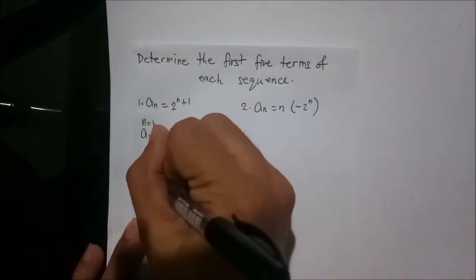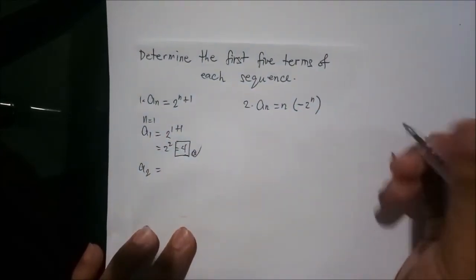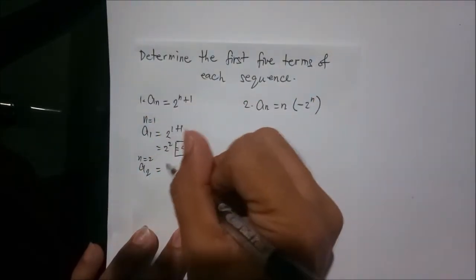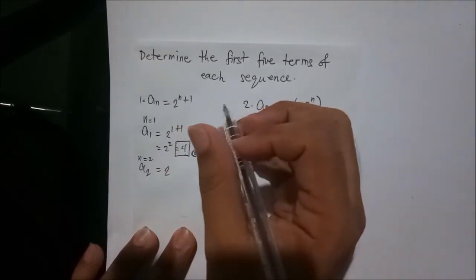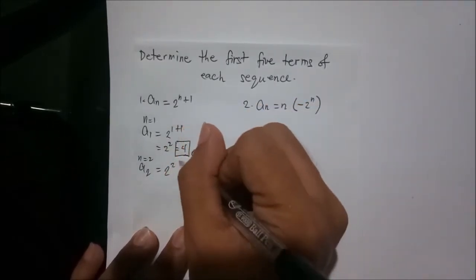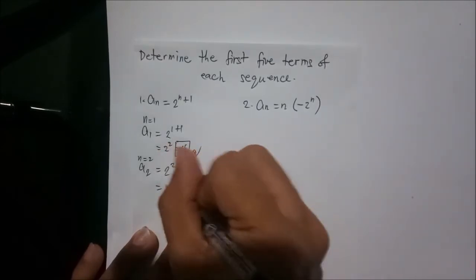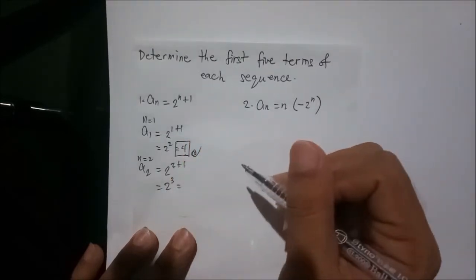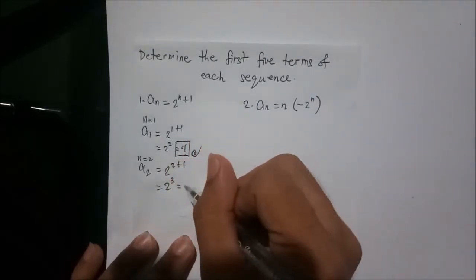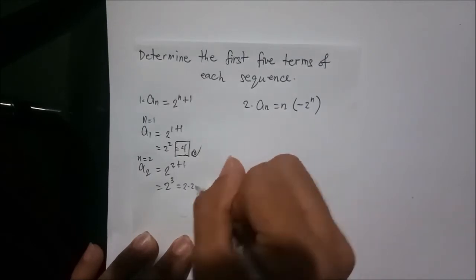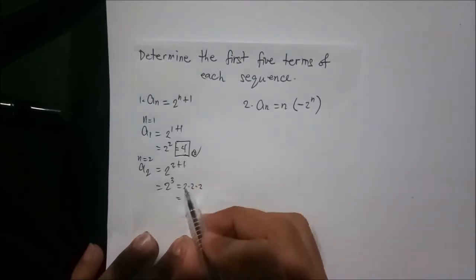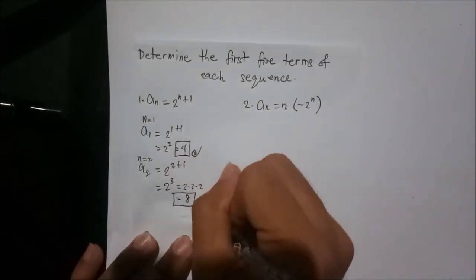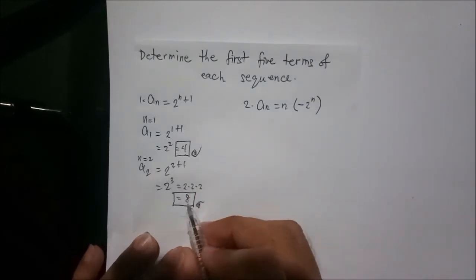So now let's proceed to a sub 2, which is the second term. The value of n is equal to 2. Then 2 to the power of 2 plus 1, 2 plus 1 is 3. Use the law of exponent. 2 times 2 times 2 equals 2 times 2, 4. 4 times 2, 8. So the second term is 8.